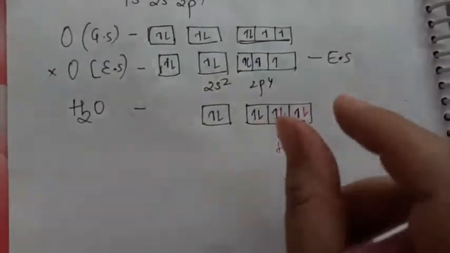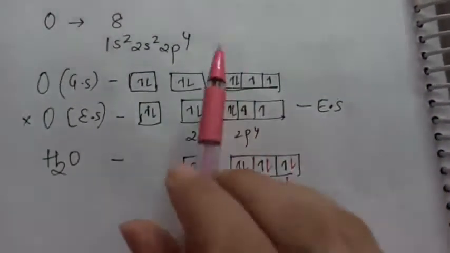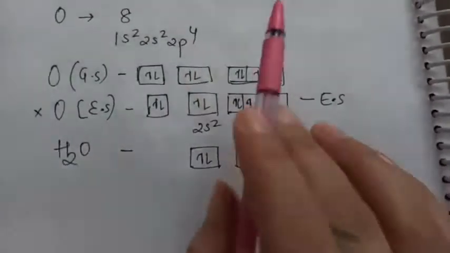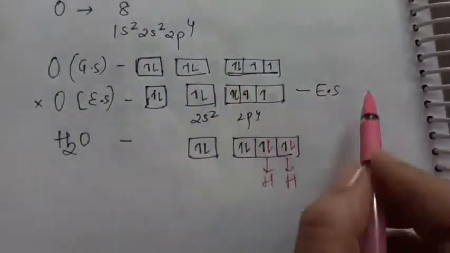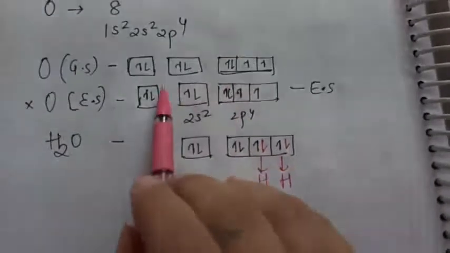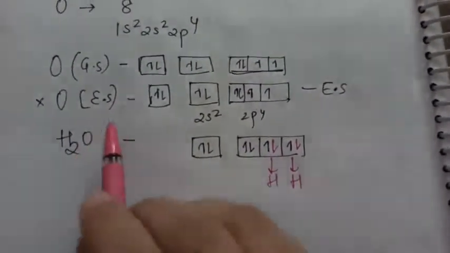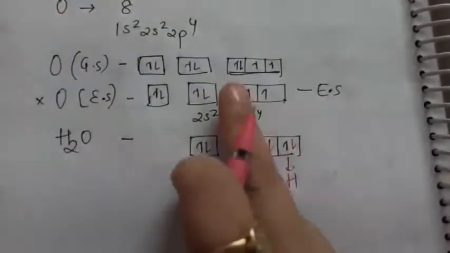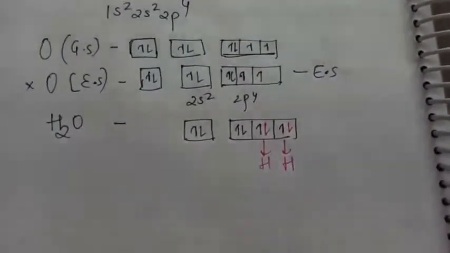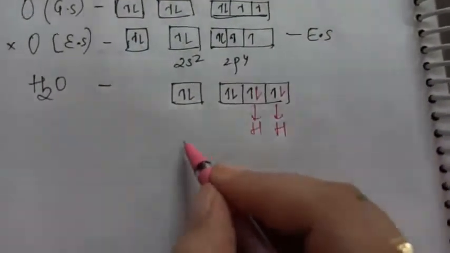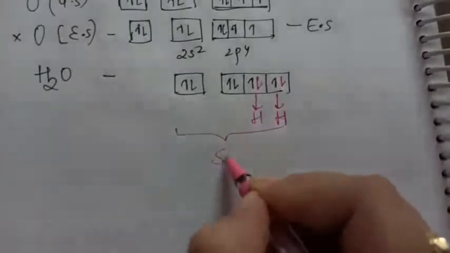Methane was CH4 because carbon was having only P2. Then nitrogen became P3, so formula became NH3. Now it became P4, so formula became only H2O. So number of hydrogen is decreasing as the number of electrons in P are increasing. Right? So you are having again sp3 hybridization.